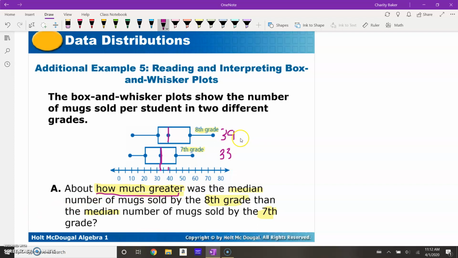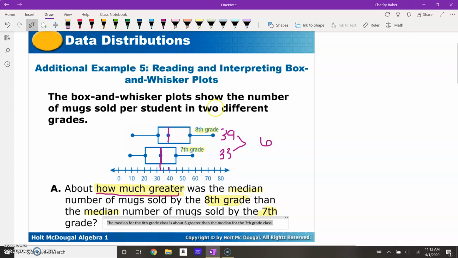Okay, so about how much greater? That's asking us to do what? Find the difference. So what's the difference between 39 and 33? It's about 6. So we would say the median for the 8th grade class is about 6 greater than the median for the 7th grade class.